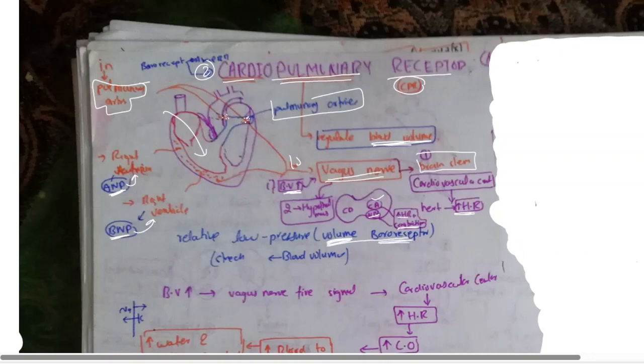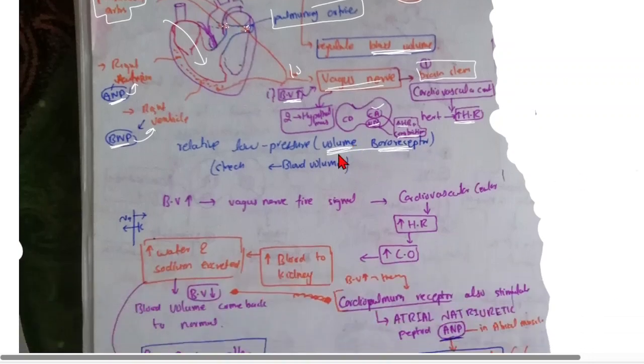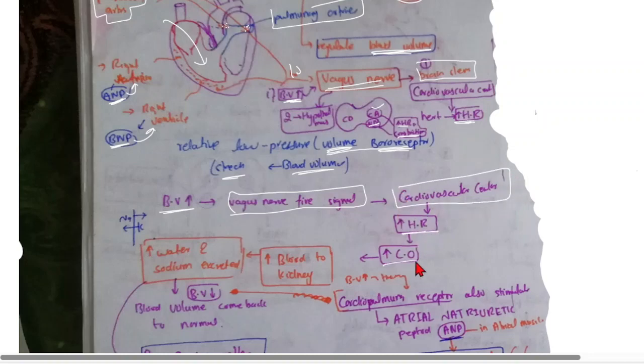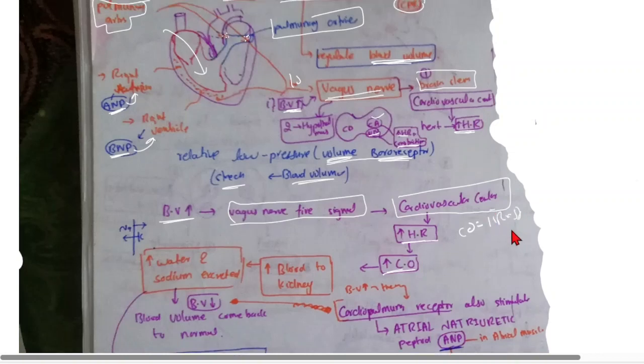Actually it is the volume reflex and controls the volume. If blood volume is increased, the vagus nerve fires a signal. When the vagus nerve fires a signal, it goes toward the cardiovascular center, and it increases the heart rate. You have to remember that cardiac output is equal to heart rate multiplied by stroke volume. So if the heart rate increases, the cardiac output automatically increases.